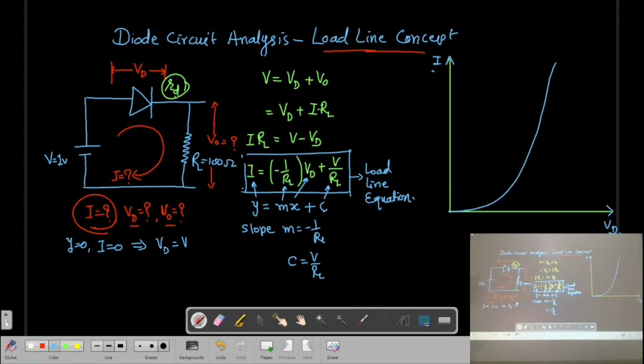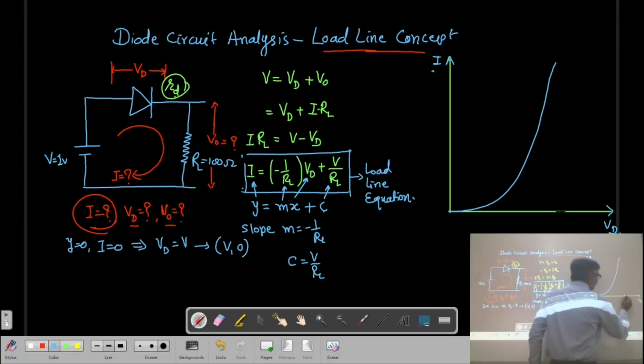So what is this point? This point will be on the x-axis, and you can mark it as V. These are the coordinates on the x-axis. So somewhere here, we have V and 0.